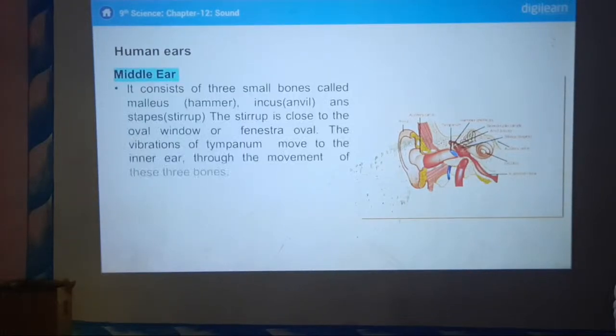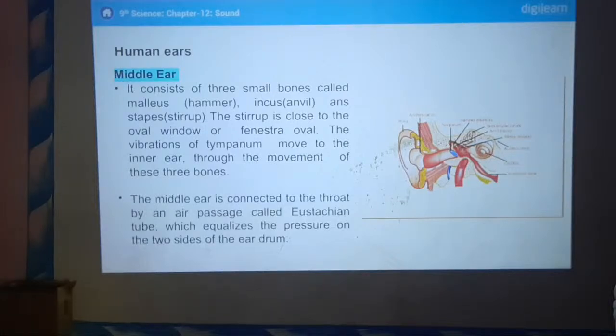Middle ear. It consists of three small bones called malleus, incus, and stapes. The stapes is close to the oval window or fenestra ovalis. The vibrations of tympanum move to the inner ear through the movement of these three bones. The middle ear is connected to the throat by an air passage called eustachian tube, which equalizes the pressure on the two sides of the eardrum.